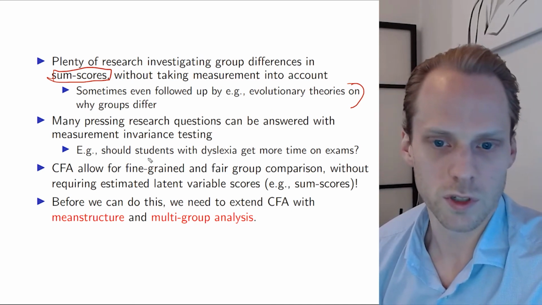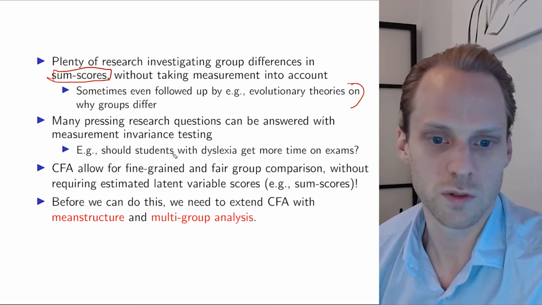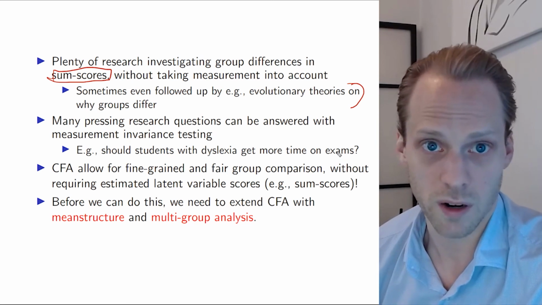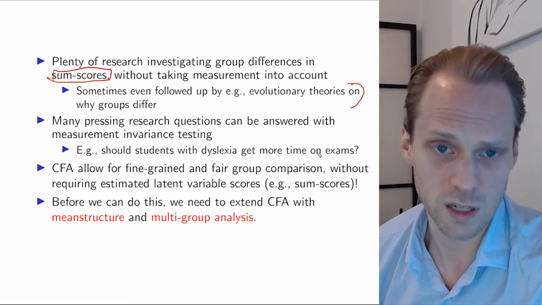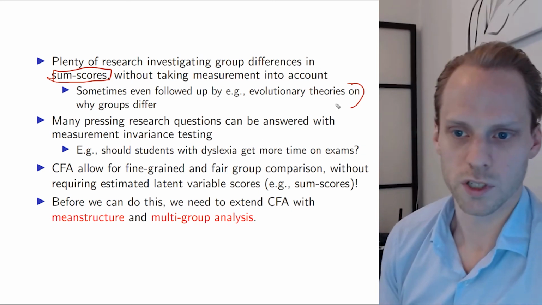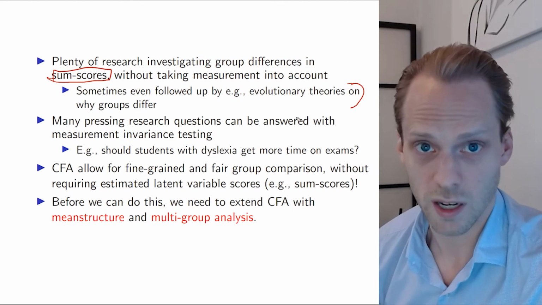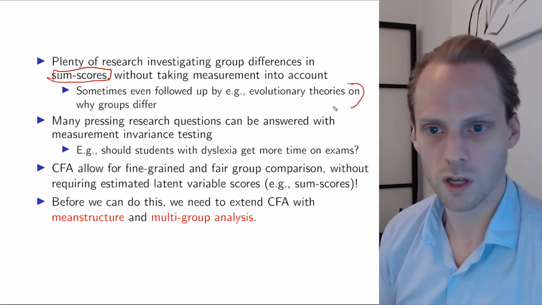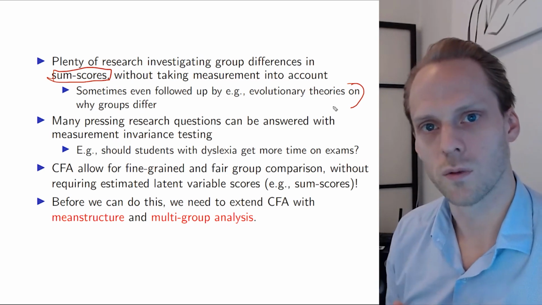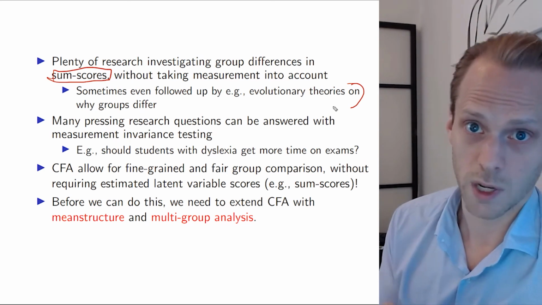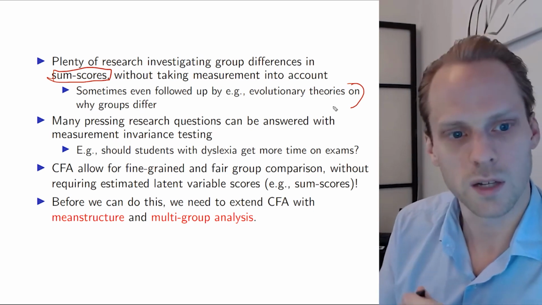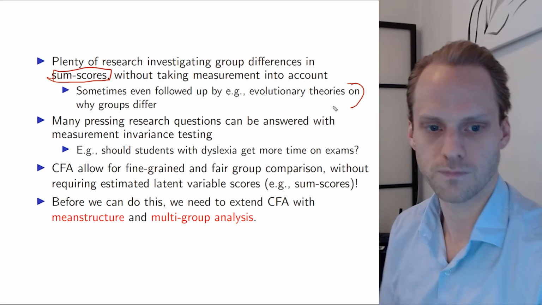For example, should students with dyslexia get more time on exams? We can just test if an exam is fair or not for a group with dyslexia and a group without dyslexia. And what we'll also see is that if measurement invariance is violated and you want to form a scale, then you should bias the scale in one group versus the other group. So you should make it a bit easier for one group than for the other group. Many people will object to that as well. So maybe instead you just want to remove the items that are biased, things like that.